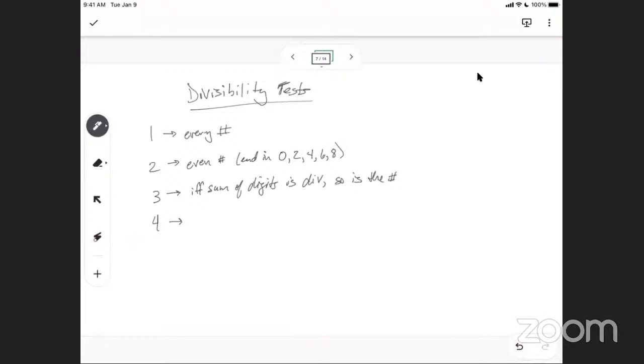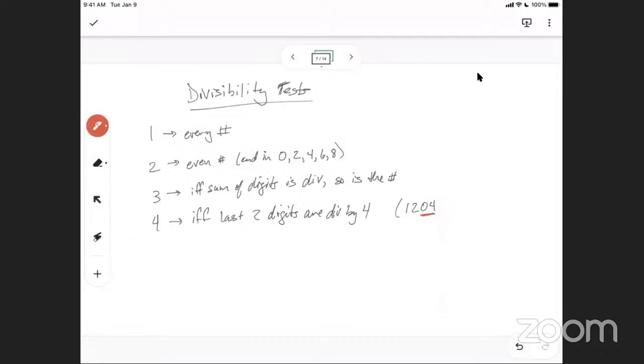So for the number 4, how do you know if it's divisible by 4? A number is divisible by 4 if it can be cut in half twice. Or actually, you can do this: if the last two digits of the number are divisible by 4, then so is the number. For example, 1,204 is divisible by 4 because the last two digits, 04, are divisible by 4.